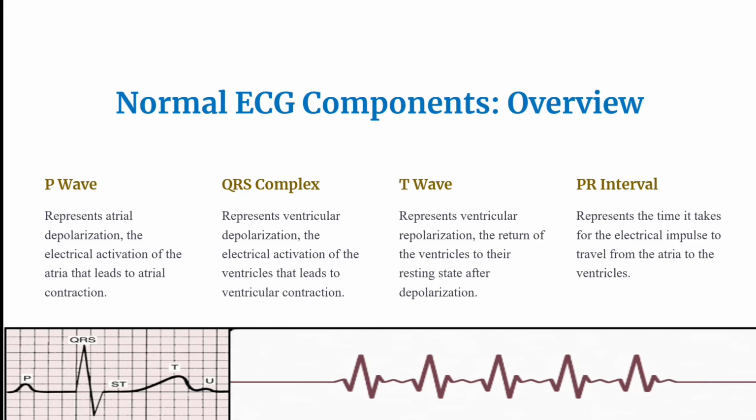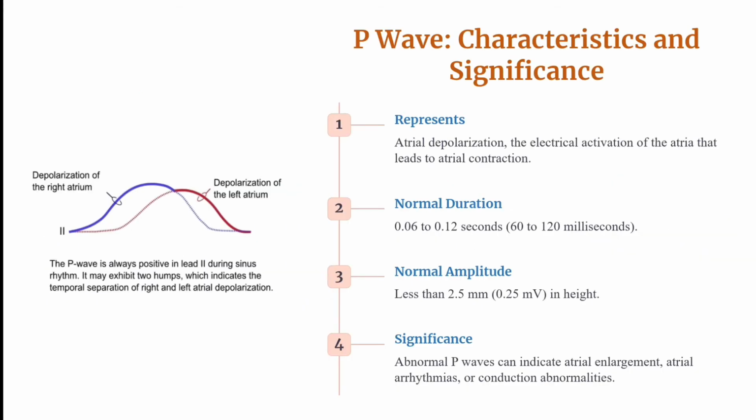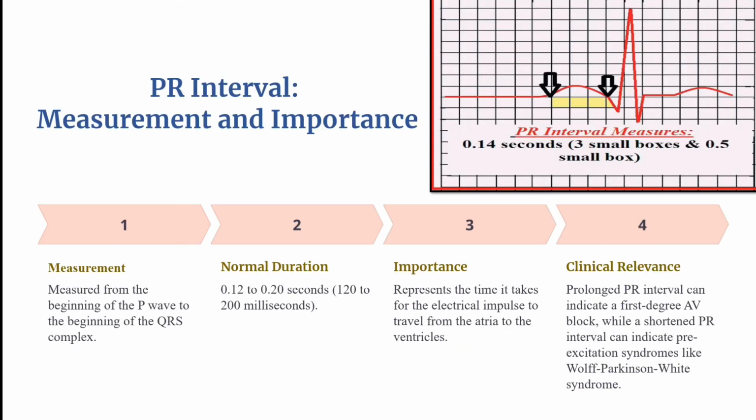P wave, characteristics and significance. The P wave represents atrial depolarization, the electrical activation of the atria, which precedes atrial contraction. It typically has a duration of 0.06 to 0.12 seconds and a height of less than 2.5 mm. The P wave's shape and size can provide valuable information about atrial health. Abnormalities in the P wave, such as peaked or notched P waves, may indicate atrial enlargement, atrial arrhythmias, or conduction issues. PR interval, measurement and importance.